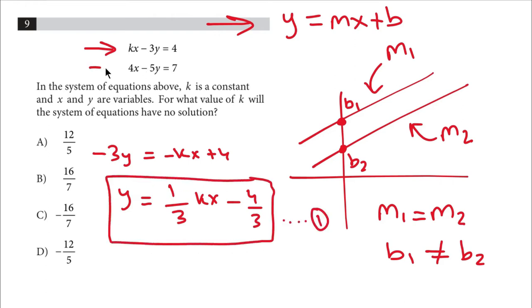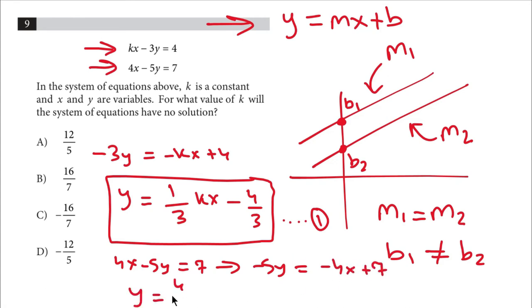Now let's look at the second line right here, the second equation. 4x minus 5y is equal to 7. And so let's again solve for y. Leave negative 5y alone first. Negative 5y is equal to negative 4x plus 7. And divide everything by negative 5. y is equal to 4 over 5 x minus 7 over 5. So this is the equation of our second line.